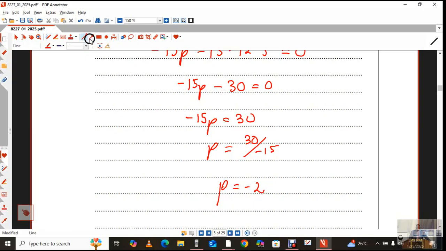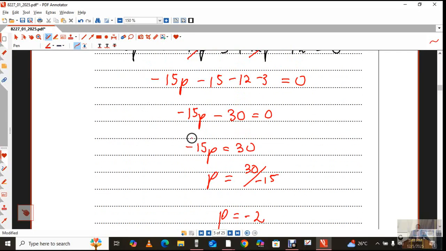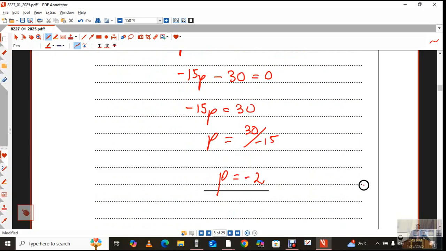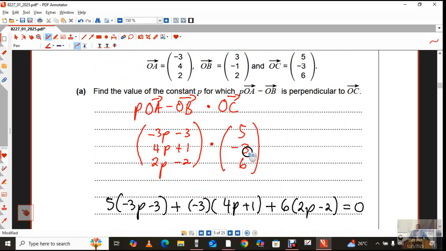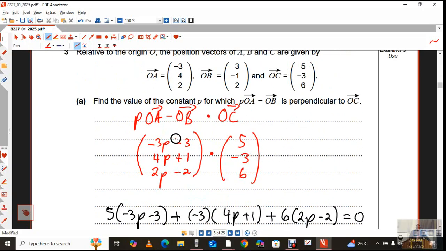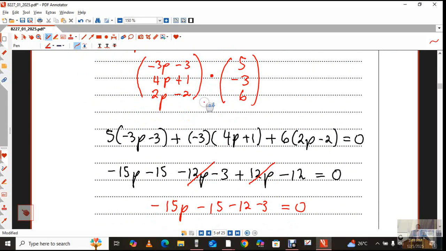Now, of course, you can do other things in order to find out negative 2. You can take out a common factor here at 15 and at 30. Effectively, you should still get the same answer. Right, so just to go back, you realize that I have done the P times OA minus OB in the same sort of matrix here, as you can see. And then from there, I know that I must dot it with that. And to find the dot product, when you're told that the things are perpendicular, then the dot product should equal 0. Okay.